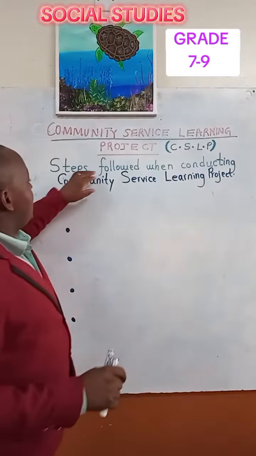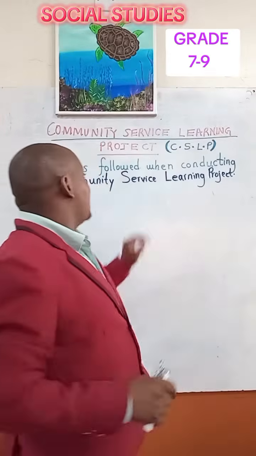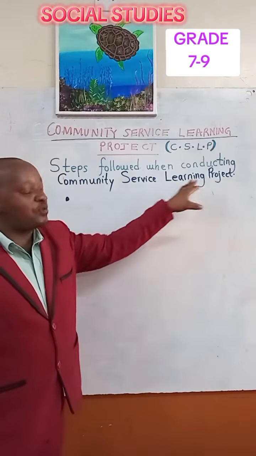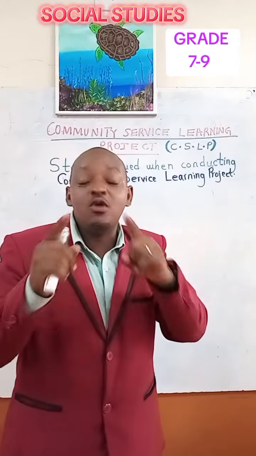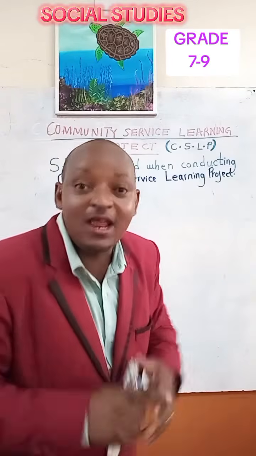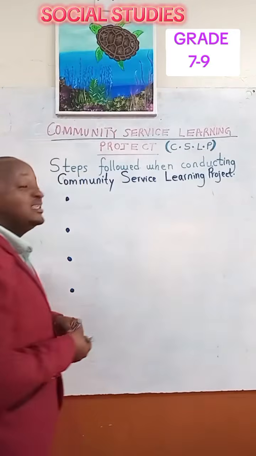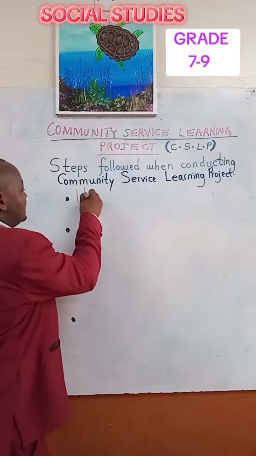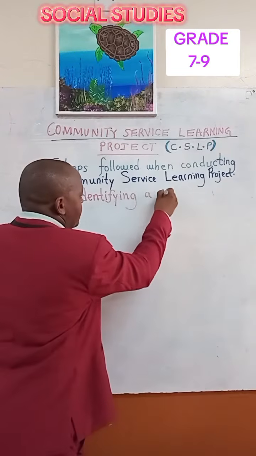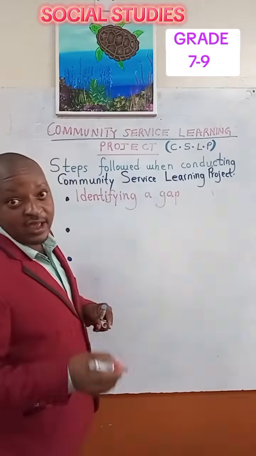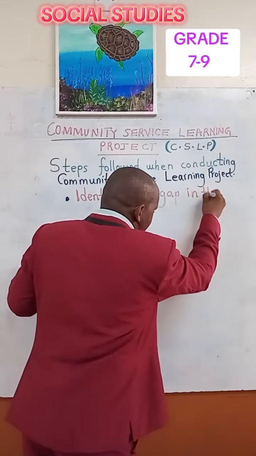Now, here we have steps followed when conducting a CSLP, that is Community Service Learning Project. We have five major steps to follow when you are conducting a Community Service Learning Project in the community. Step number 1 is called identifying a gap in the community. First of all, you have to identify a gap in the community.